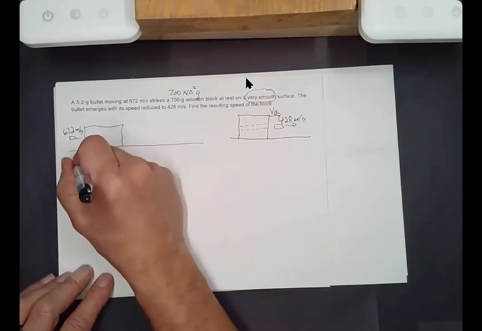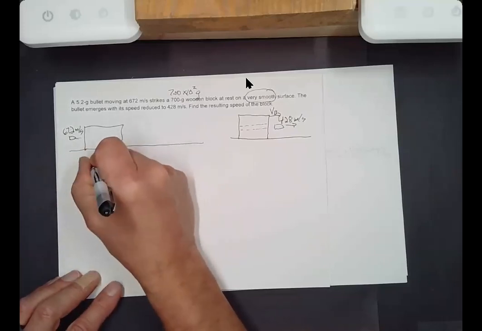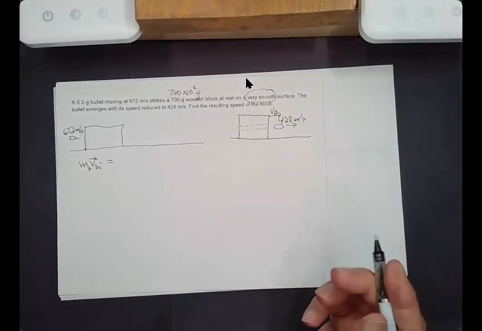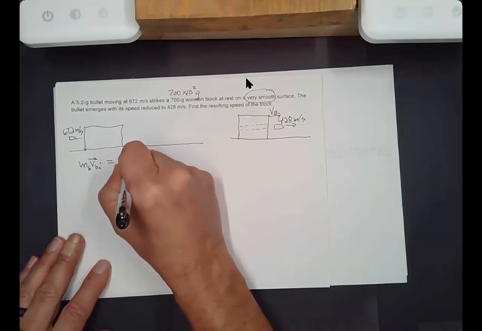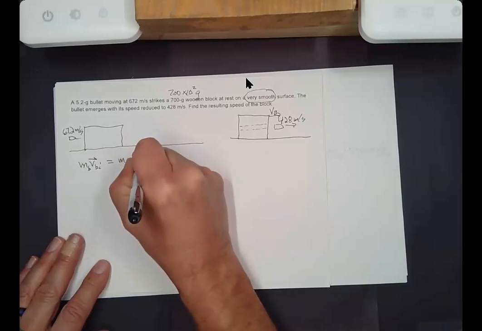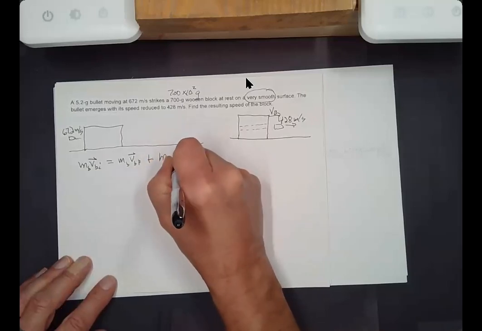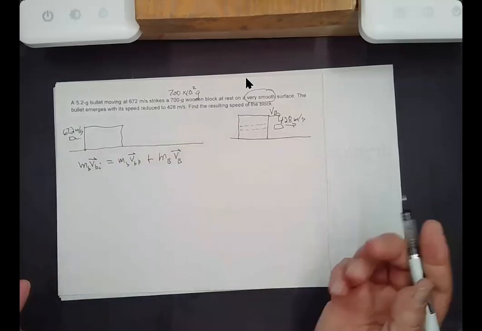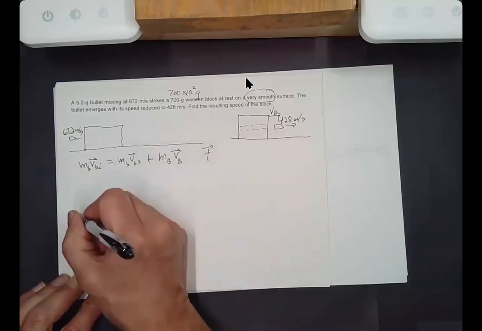Conservation of momentum tells us that M bullet V bullet initially equals... I'll write it as a vector equation, but it's one-dimensional, so I'll almost immediately convert it into a scalar equation. I'll have mass of the bullet, V B final, plus the mass of the block, V block. Okay. Now, everything's to the right. I'll let positive be to the right. And so I can just write this as a scalar equation immediately.